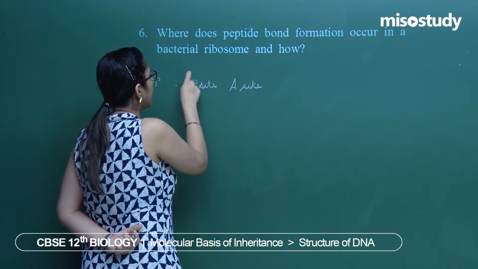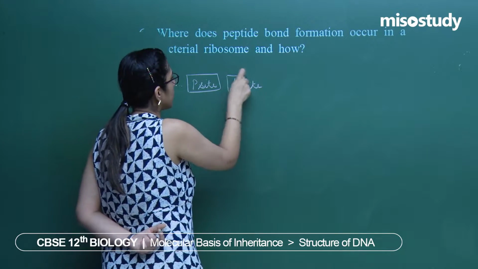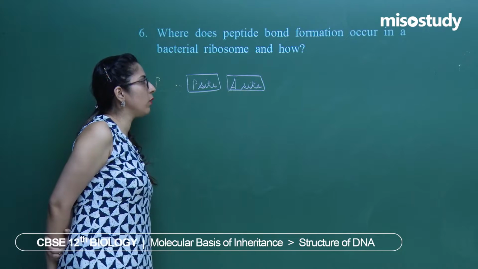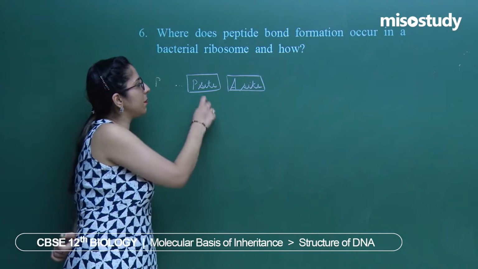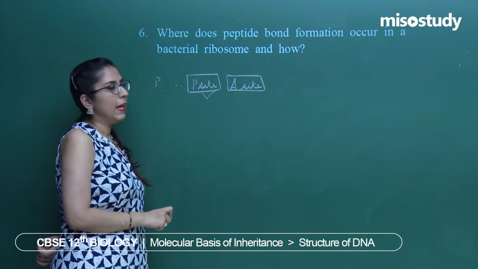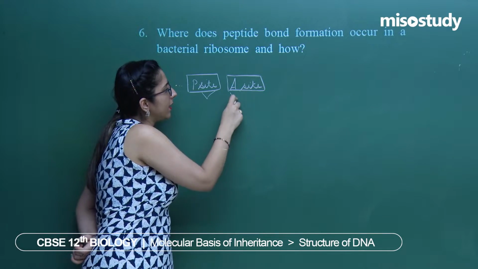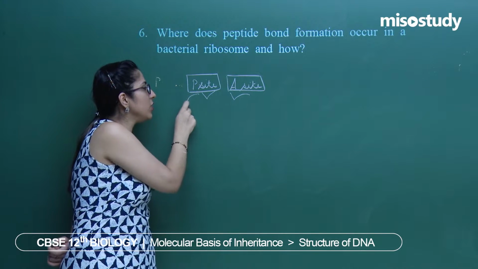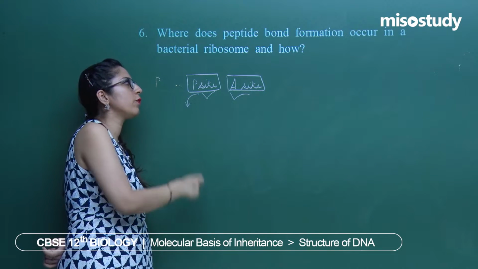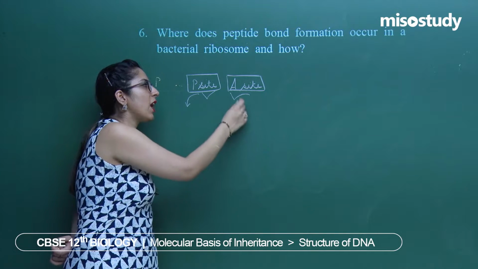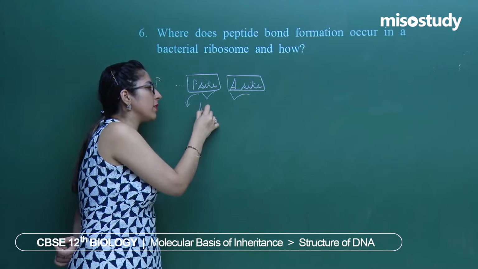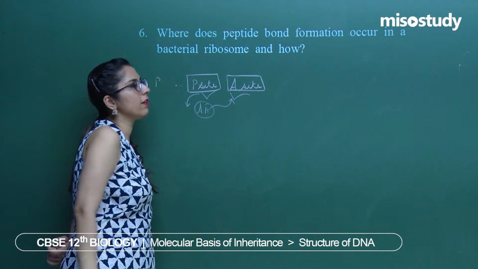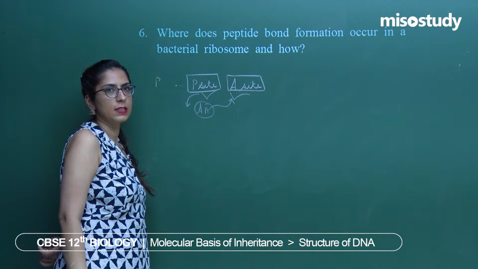P site, whenever we talk about a first amino acid, let's take an example of AUG or the methionine. When the first amino acid comes, it always comes at the P site, right? The second amino acid comes at the A site. Later on, the uncharged tRNA is released from the P site, and the amino acid will be bound to a tRNA which is present at the A site.